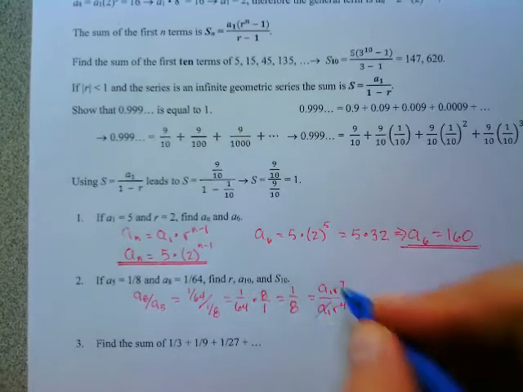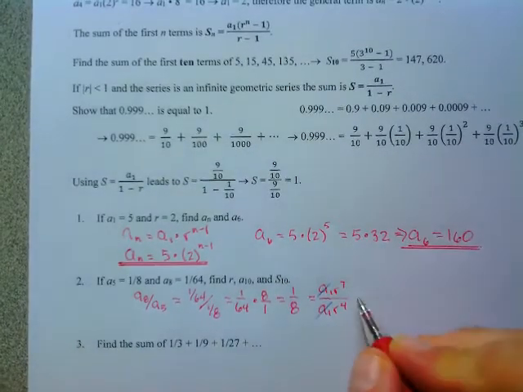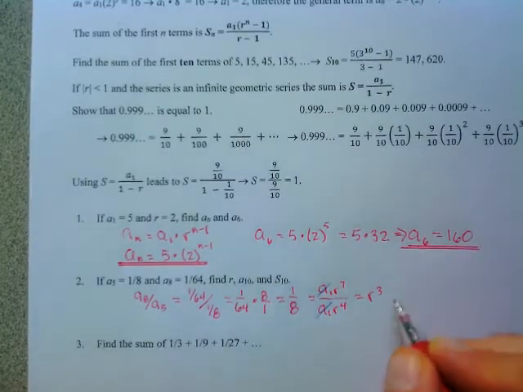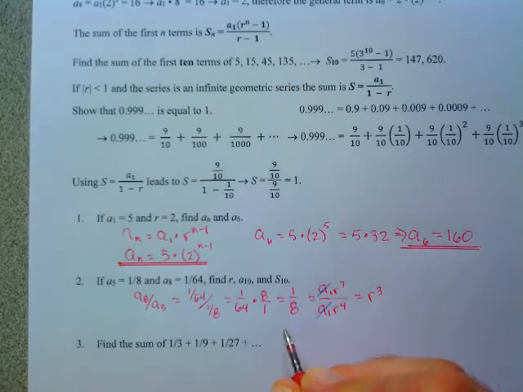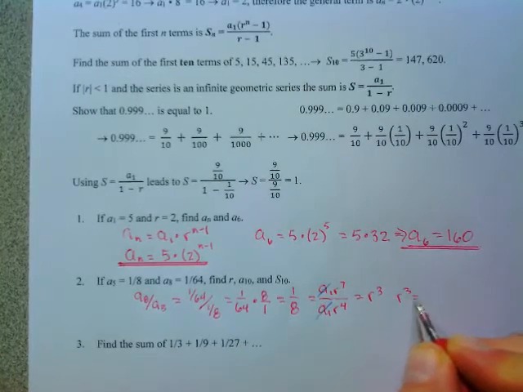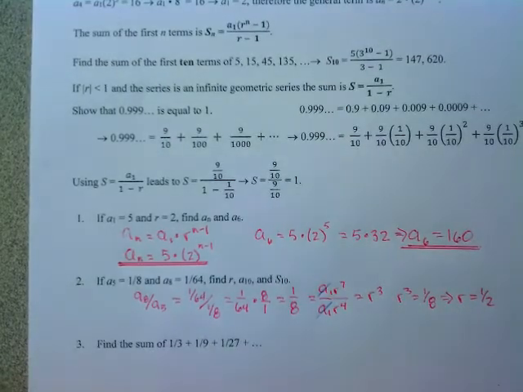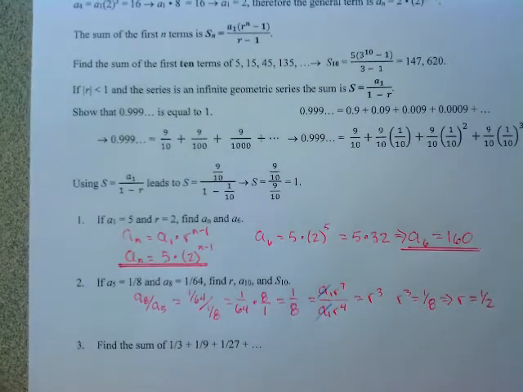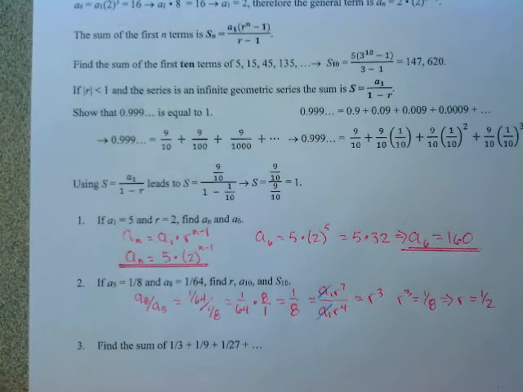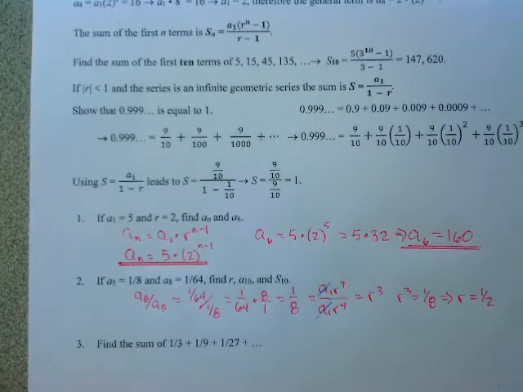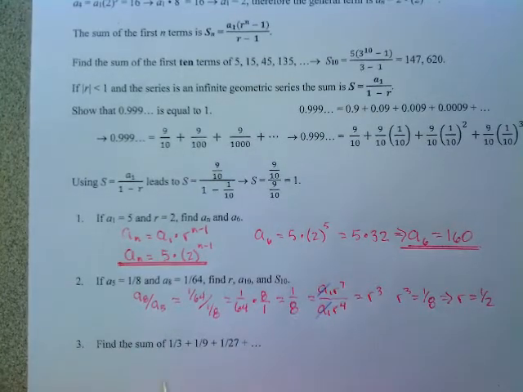Of course, the a1s get canceled out, and I'm left with r cubed, 7 minus 4. So, basically, what I've got here is r cubed equals 1/8, which then means that r equals 1/2 when I take the cube root of both sides. So I have found r.